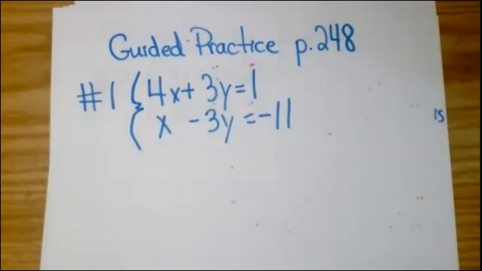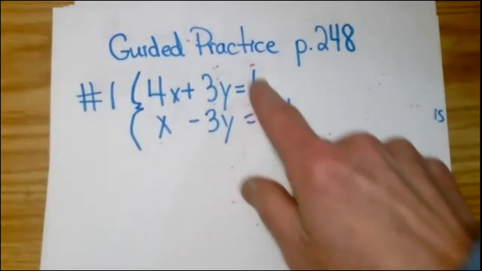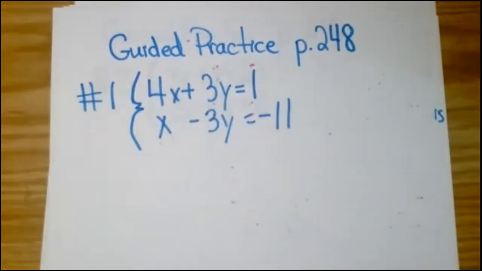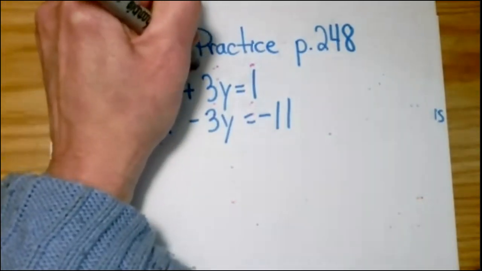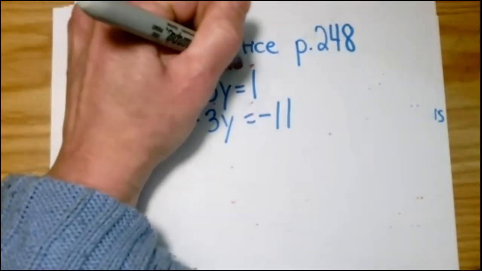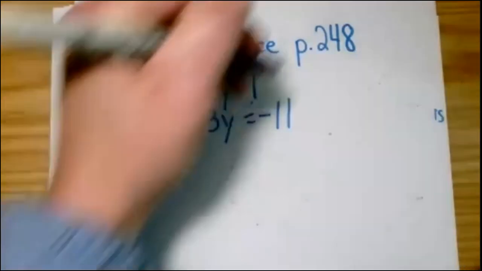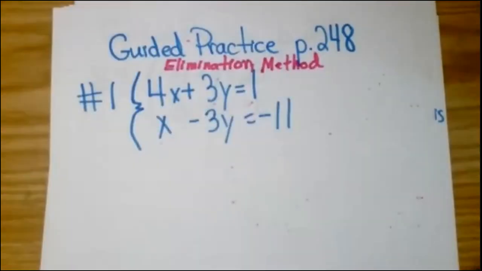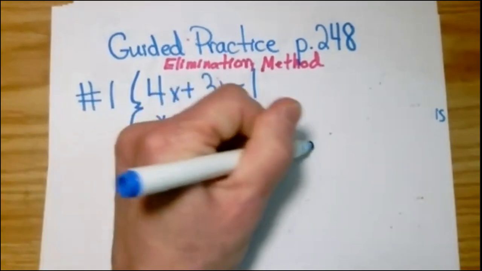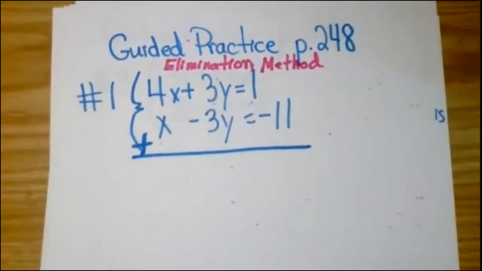Okay, this is guided practice, page 248. Here is our system of equations, and we want to use the, what method are we using? The elimination method. We are using the adding elimination method because that one is the best one that will keep us from getting confused. So we were going to add our two equations together.